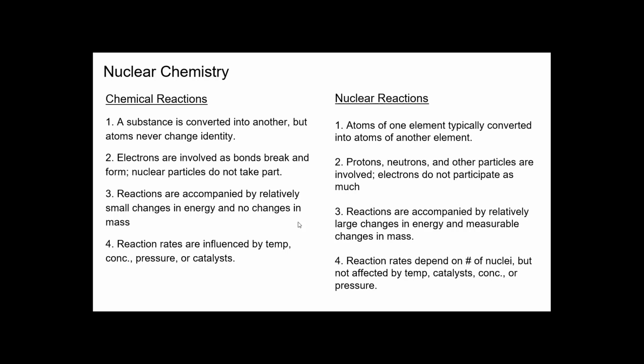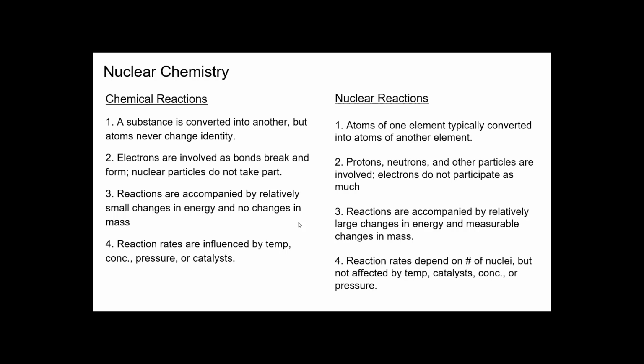We have a substance that's converted into another, but the atoms, the identity, never change. So if you have 5 hydrogens on one side, you have 5 hydrogens on the other. Electrons are involved, so we either have ions or molecules that share electrons. So there's either a transfer of electrons or they share them. But the nuclear particles, the nucleus, which involves the protons and the neutrons, do not take part. And even a lot of the electrons don't. We only consider the valence electrons when we're looking at bonding and breaking bonds. Reactions are accompanied by relatively small changes in energy and no change in mass.